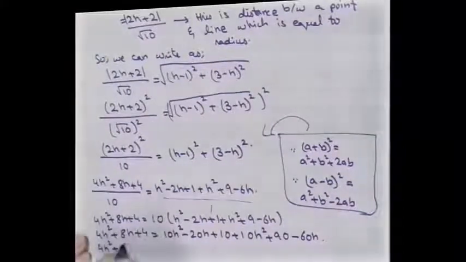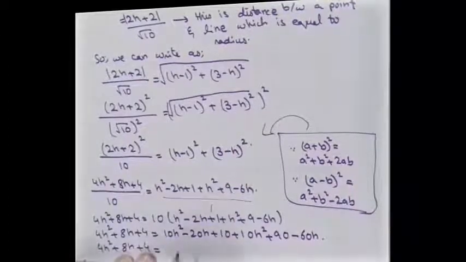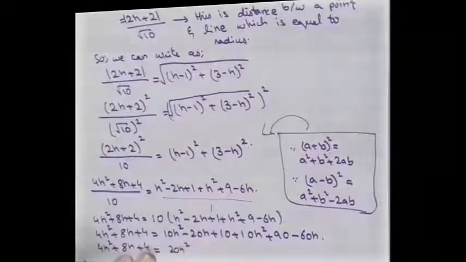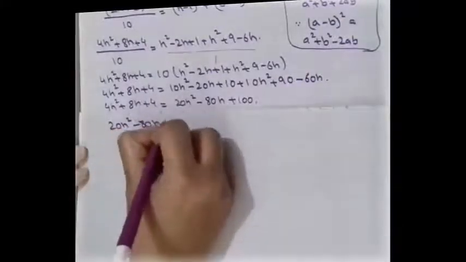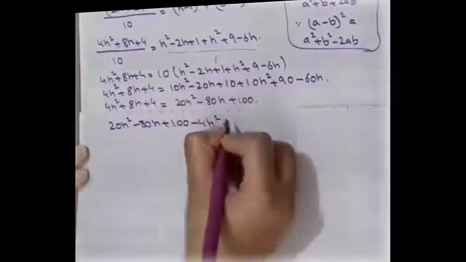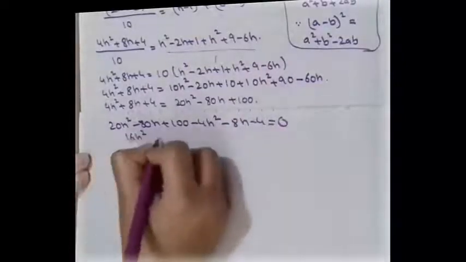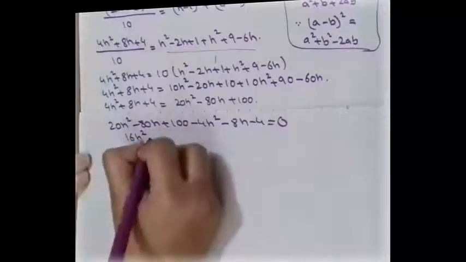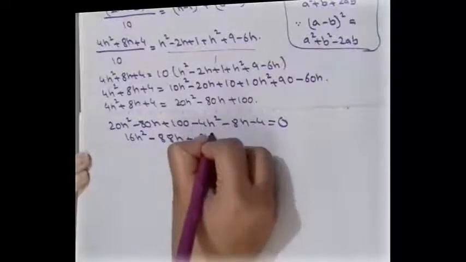4h squared plus 8h plus 4, and we solve it: 10 plus 10h squared, so it will be 20h squared, and with the term of h it will be 60 and 20, so it will be minus 80h, and it will be plus 100. 20h squared minus 80h plus 100 minus 4h squared minus 8h minus 4 equals 0. So 16h squared, 80 and minus 8 will be minus 88h, plus 100 minus 4, it will be plus 96, which is equal to 0.